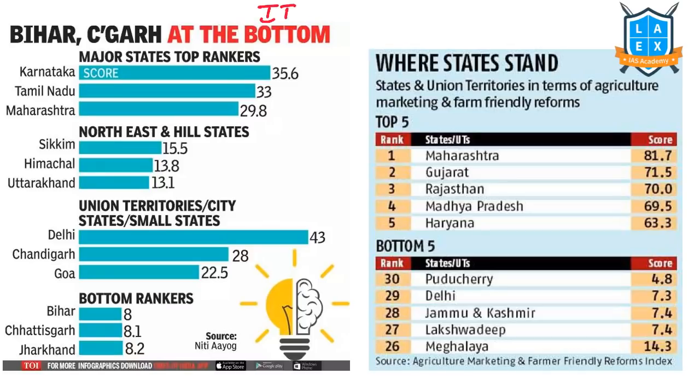This is regarding India Innovation Index. This is regarding Agriculture and Market Friendly Reforms Index. Karnataka topped, Tamil Nadu is second position, Maharashtra third position. So here Maharashtra is in the top position, Gujarat, Rajasthan are next to it.